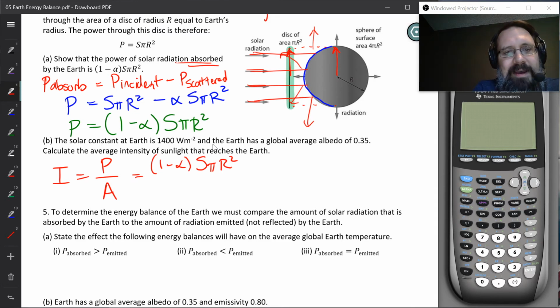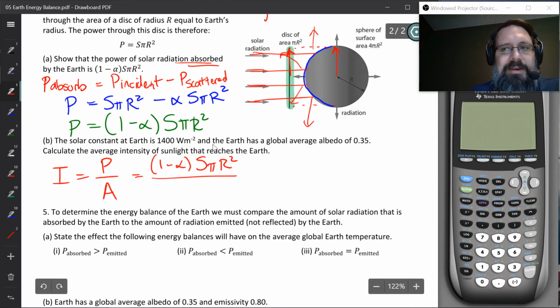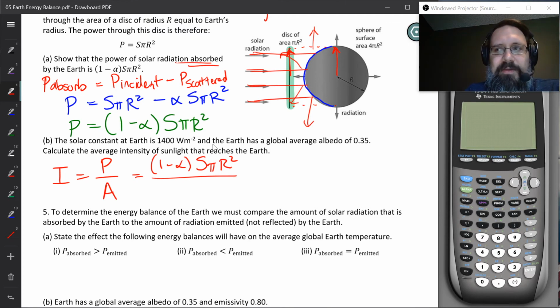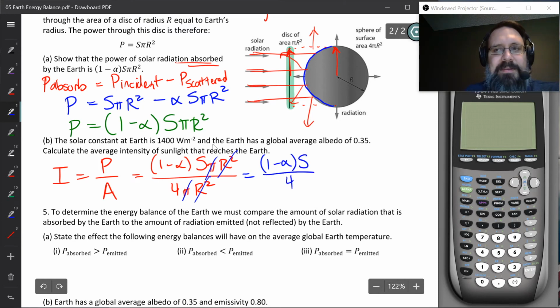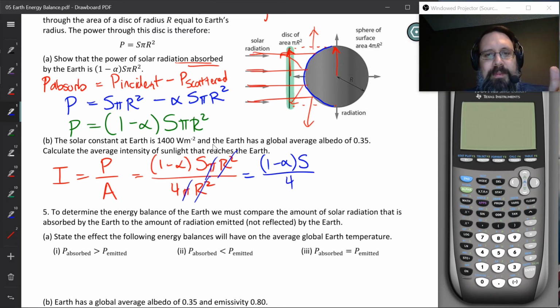And then we're going to divide that by the area of the Earth. The area of the Earth is 4 pi r squared, because we're just looking at the surface area of the Earth. So we'll notice that the r squareds cancel out, the pi's cancel out, and we just get (1 minus alpha) times the solar constant divided by 4. So basically, we get only 1/4 as much intensity. All right, let's just figure this out.